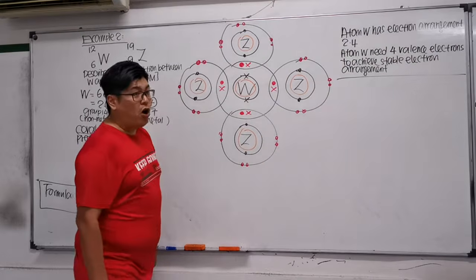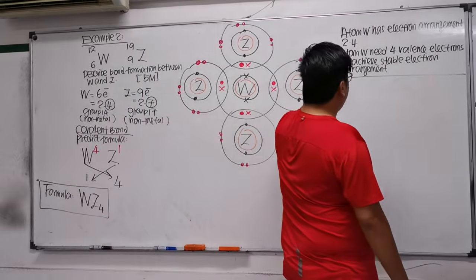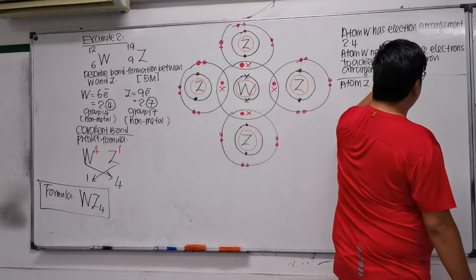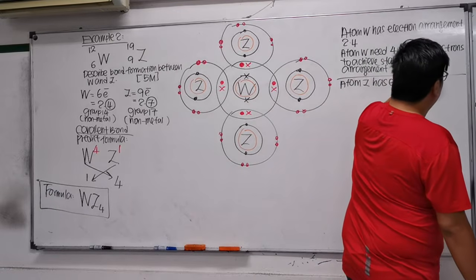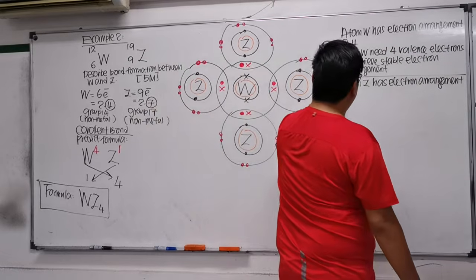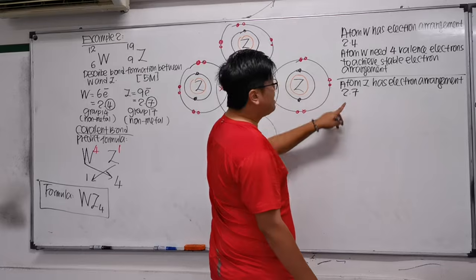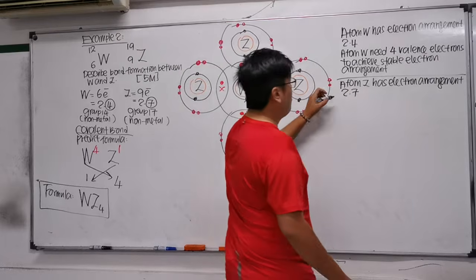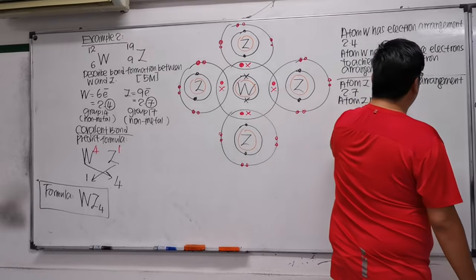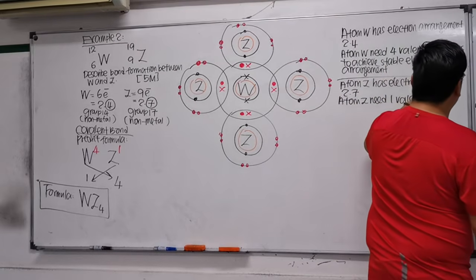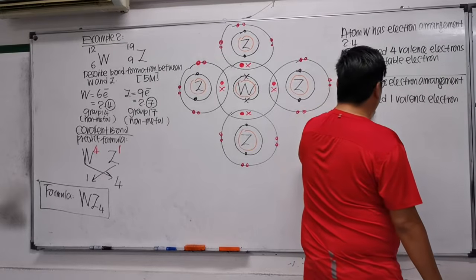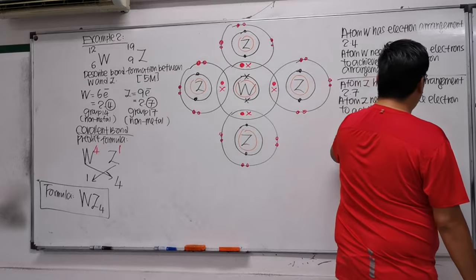Do the same thing for Z. So atom Z, meanwhile, has the electron arrangement. What is the electron arrangement for Z, everyone? Read yourself. 2.7. So when you have 7 outer electrons, you need 1 more. So atom Z eventually needs 1 more valence electron in order to achieve stable electron arrangement.